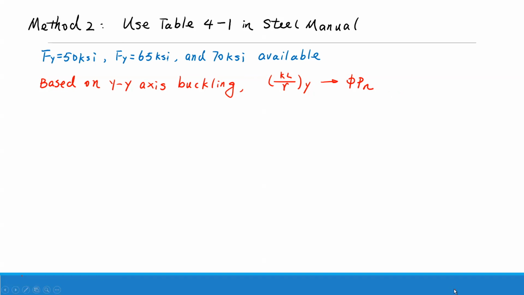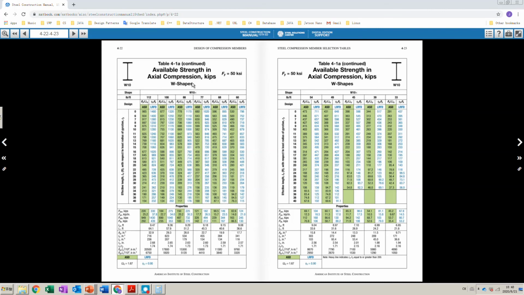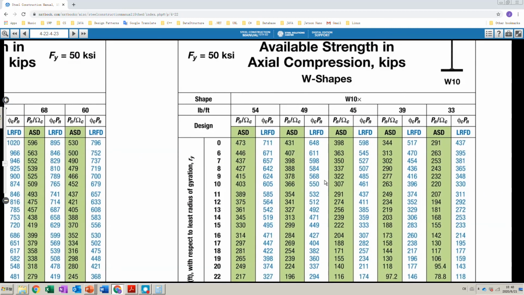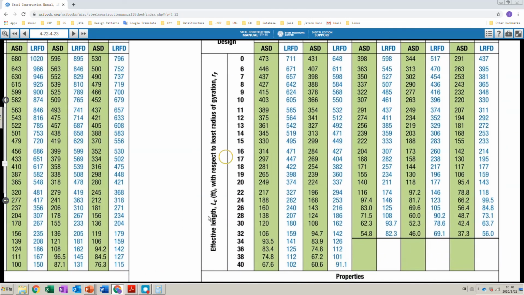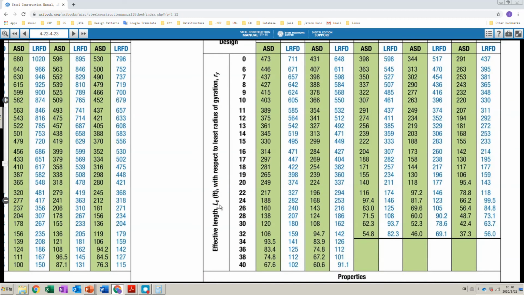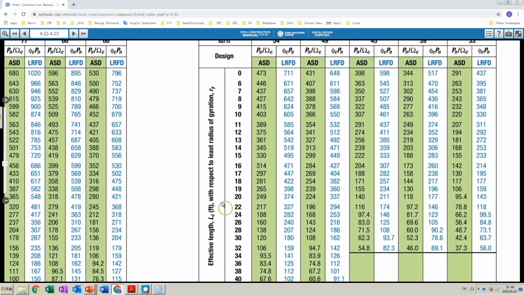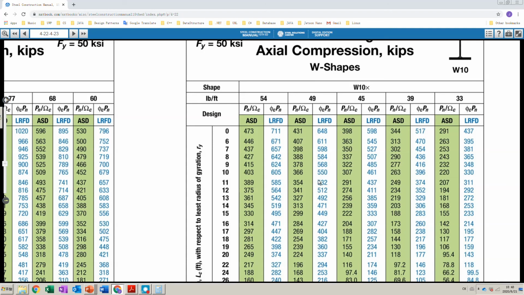So let's take a look at the table. Okay, so we found the table. This table includes the shape we are looking for, W10×33, which is good. Okay, let's take a closer look. It gives you phi Pn for various shapes, and you enter effective length Lc. Remember, effective length Lc is equal to KL. So you enter KL about the weak axis, the effective length with respect to the least radius of gyration, ry. So this table is based on weak axis buckling.